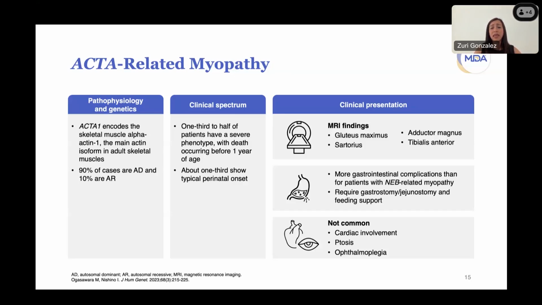If we were to do any imaging on MRI, we will see that some of the muscles that are affected proximally will be the gluteus maximus. Distally, we can see that the TA is also affected. And we will talk a little bit more about recognition patterns for imaging in these disorders.